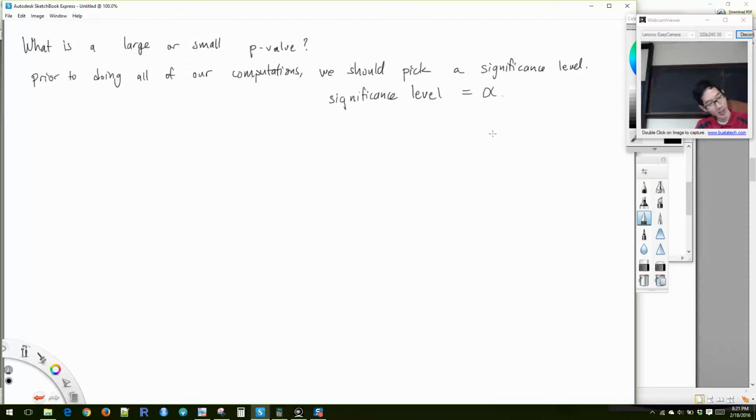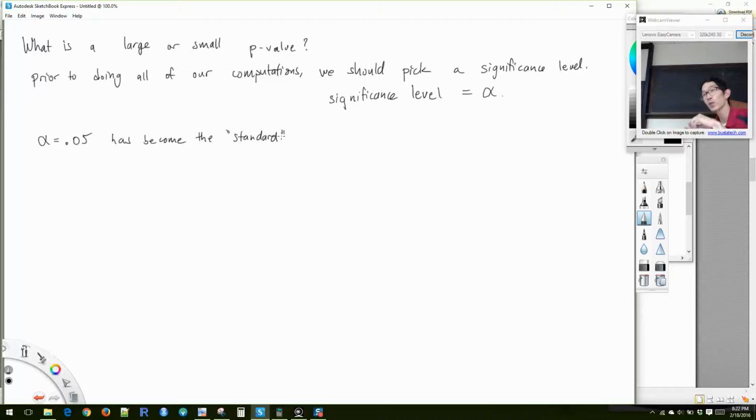Over time, alpha equal to 5% has become our gold standard. Generally, alpha equal to 0.05 has become the standard. It's probably something around 5%, but there's nothing magical about 5% in and of itself.